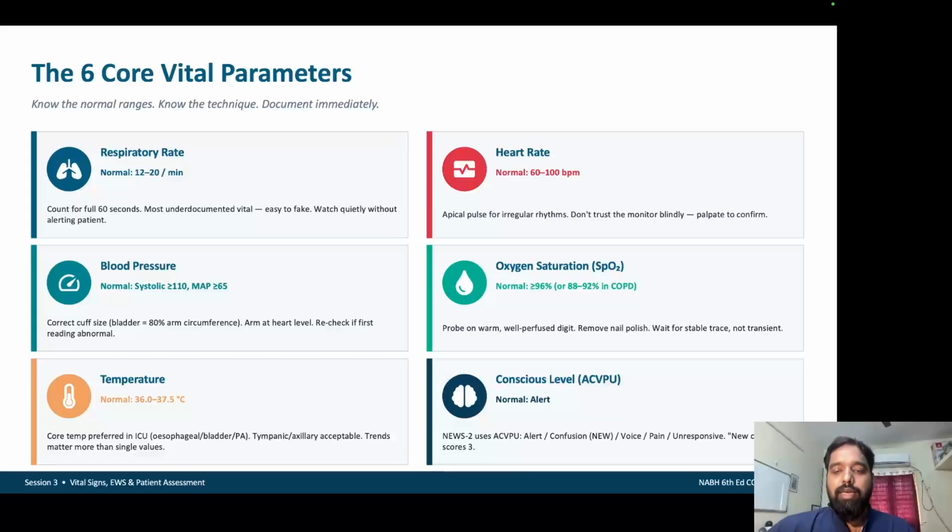Regarding the conscious level, the ACVPU measurement is used. The normal is alert, the first description of the ACVPU. The remaining terms are confusion, voice, pain and unresponsiveness.